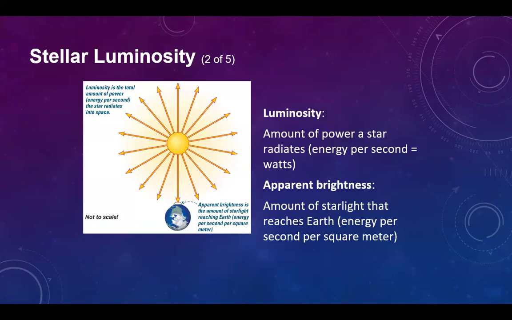Luminosity is the amount of power that the star radiates. It's in energy per second. The standard SI units would be watts, but a star generates so many watts of energy that we just use units of the luminosity of the sun. And apparent brightness is the amount of starlight that reaches Earth, the energy per second per square meter.